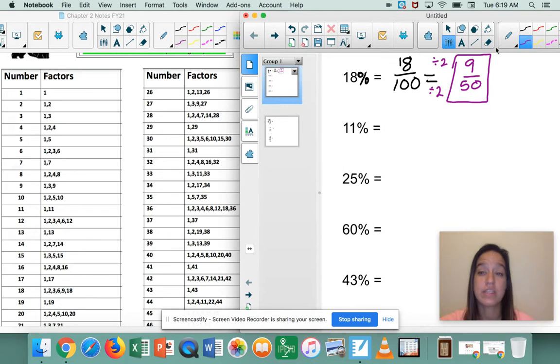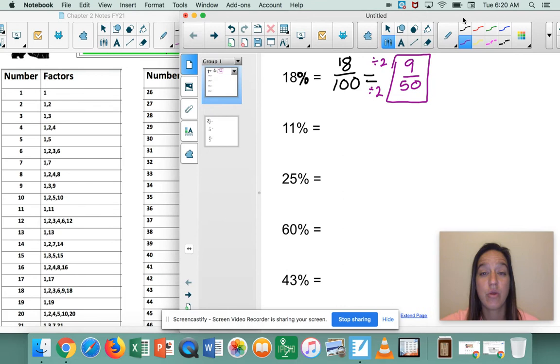Now, if for some reason you're missing your factors of 100, you should be writing these down. But remember, factors of 100 are 1, 2, 4, 5, 10, 25, 50, and 100. Those are all the factors of 100. So you can write those down so you remember, so that when you're trying to simplify, you can always compare.